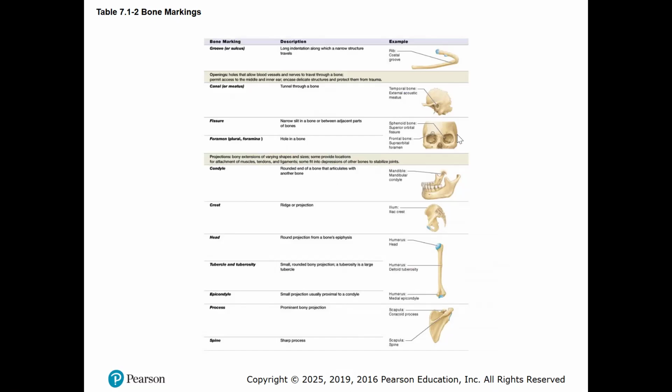Then you have a fissure, that is a narrow slit usually between two pairs of bones. I really wish I could zoom in here. I don't know what I did wrong there, but if you look real closely in your textbook, you'll see this fissure here in the sphenoid bone, and also one here in the frontal bone. And then foramina, or foramen, singular, foramina, plural, that are holes in bones that are going to allow vasculature to go through.